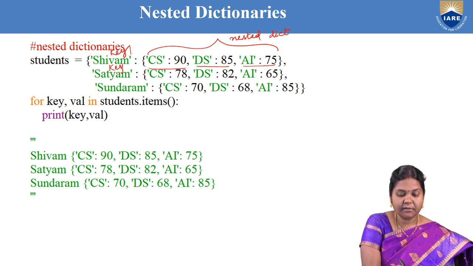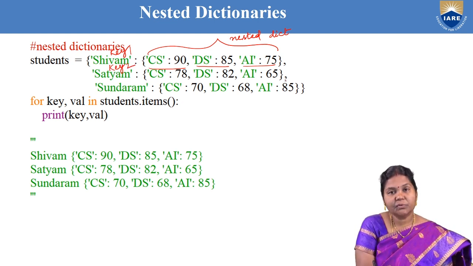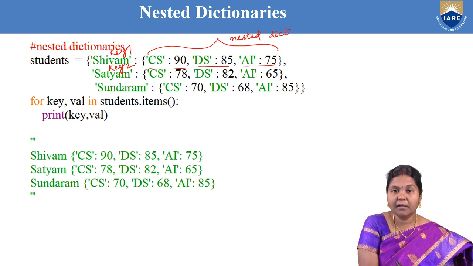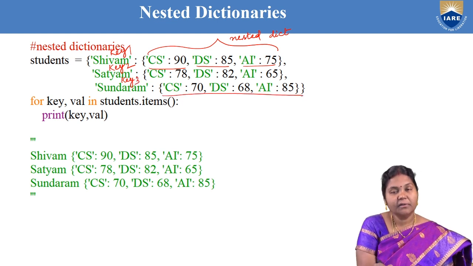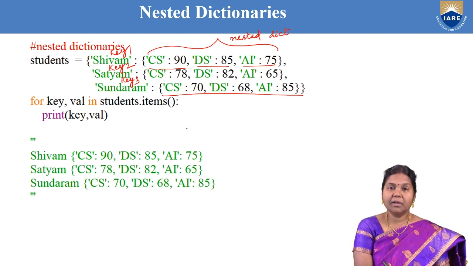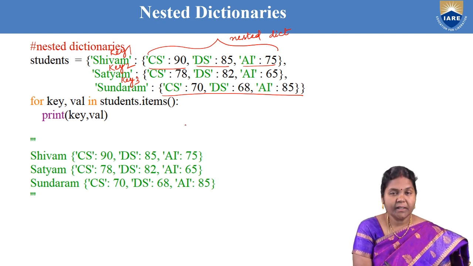Similarly, second with key 2, Satyam. Again, there is a nested dictionary, which is a set of marks for that particular key. Similarly, for Sundaram, this is the third key. With this, again, there is a nested dictionary which is associated with that particular key. So, in this way, this is one example of how you can write the nested dictionary format. Now, let us see how to print the nested dictionary.